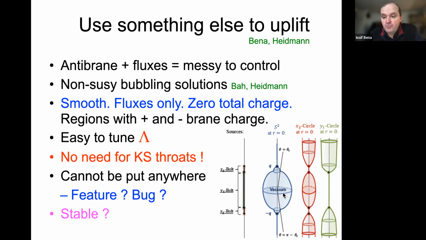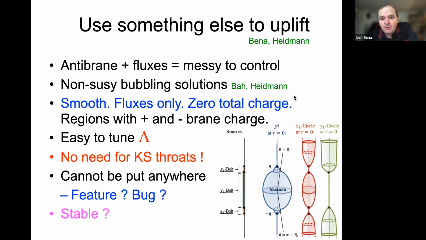This is all smooth, all bubbles and nothing. I mean, just bubbles and fluxes, nothing else. No singularities, no branes, no nothing. So the point I want to make is that I think there are some better ingredients to uplift, which again use this solution and some other friendly solutions which we are building right now.